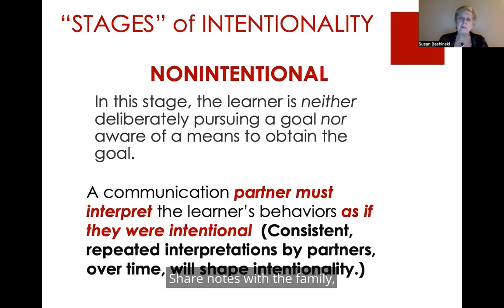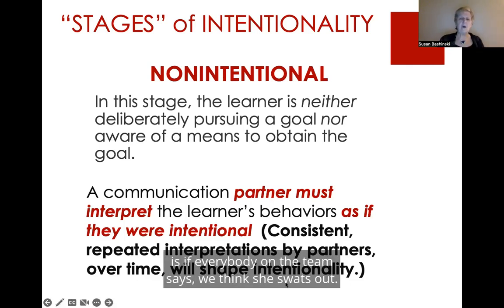Share notes with the family, share notes with team members, and say, I think she swats out when people are closer to her. And so I think she swats out to try to say, come pay attention to me, come interact with me. Maybe it's the opposite. Maybe she swats out to say, don't come in my space, leave me alone. But the only way we're going to figure that out is if everybody on the team says, we think she swats out.